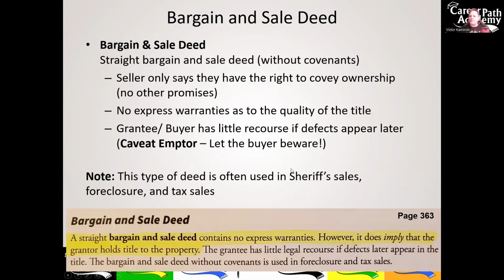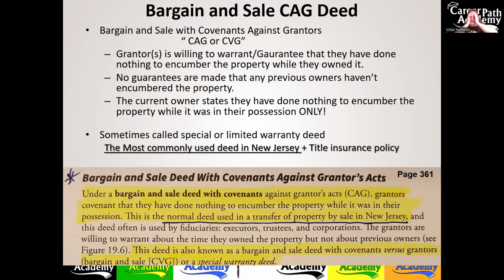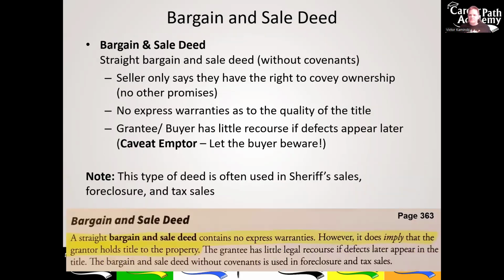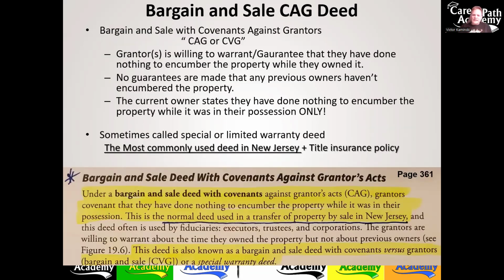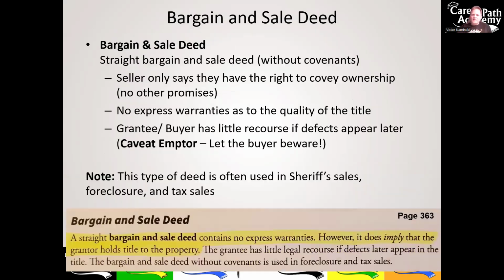And then we have the straight bargain and sale deed. There's no words there after bargain and sale. Do not get lazy when referring to a bargain and sale CAG deed. Do not just call it a bargain and sale deed, because it's a completely different deed from just a bargain and sale deed. There are covenants. In a straight bargain and sale deed, there are no covenants. So don't get lazy and mean to say the bargain and sale CAG deed, but only reference it by saying a bargain and sale deed and not mentioning the covenants.